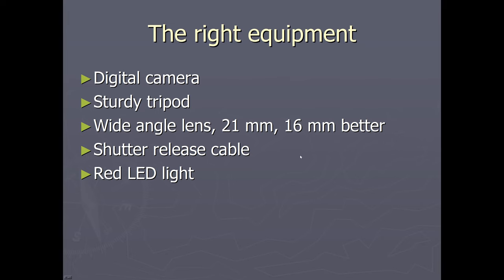Now, with the advancement of technology, manufacturers are making wider and wider wide-angle lenses. Nowadays, you can buy 14 millimeter, 12 millimeter lenses. Even better yet, you should buy a fisheye lens if you want to take good pictures of the Milky Way. Now, you should also have a good shutter release cable. And then you should have a red LED light.